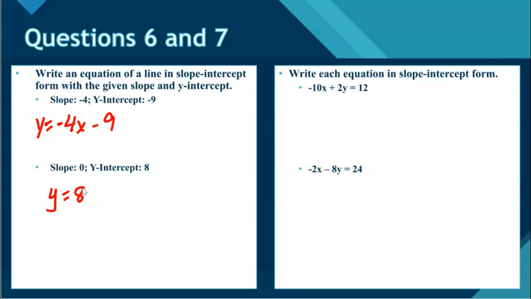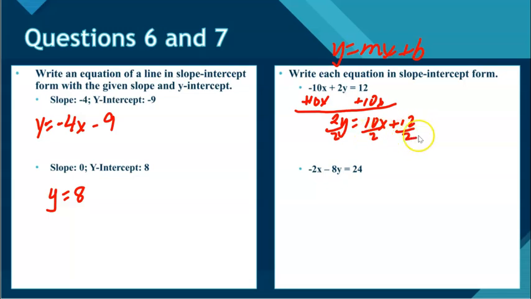Question 7, write each equation in slope-intercept form. So putting this one in y equals mx plus b. That means I have to get the y by itself. The opposite of subtracting 10 is adding 10x. And when I do that, I have 2y equaling 10x plus 12. Divide everything by 2 to get y by itself. I now have y equaling 5x plus 6.